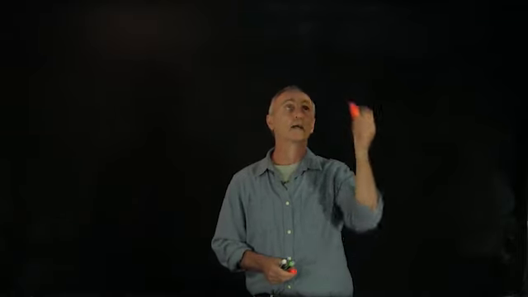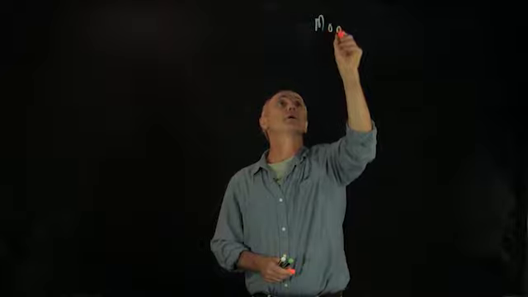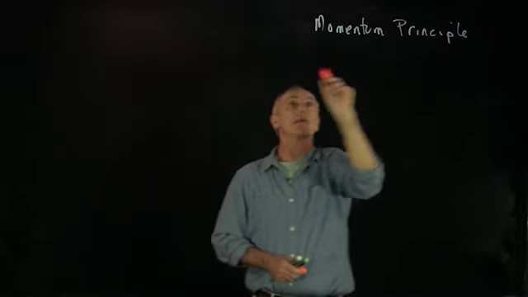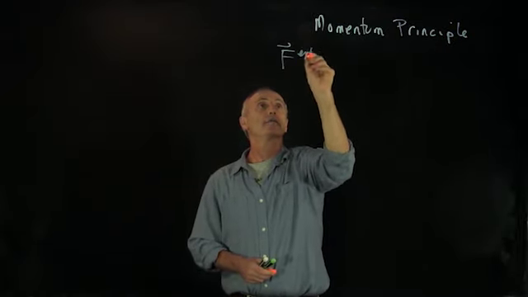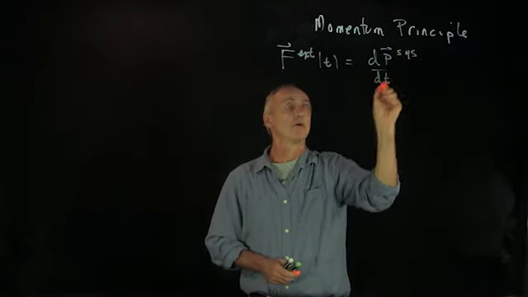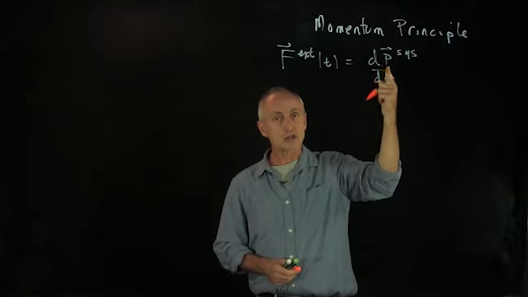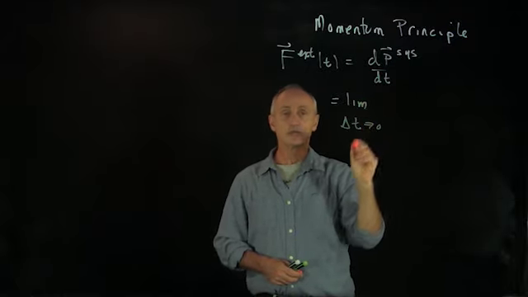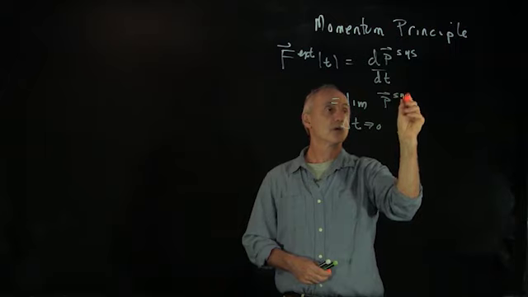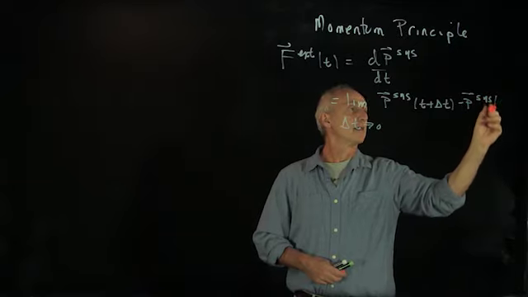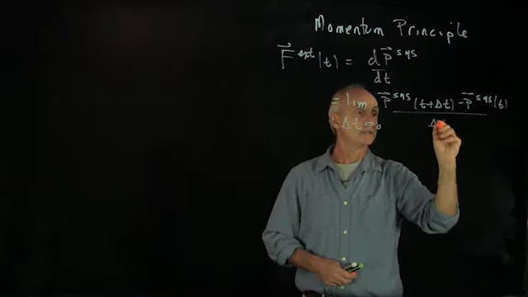We would now like to apply the momentum principle to analyze the motion of the rocket. So what is our momentum principle? We know that the external force at time t is equal to the rate of change of the momentum of the system over t. Now, recall, we're going to actually use the formal definition of a derivative to write this as a limit, as delta t goes to 0, of the momentum of the system at time t plus delta t minus the momentum of the system at time t, divided by delta t.